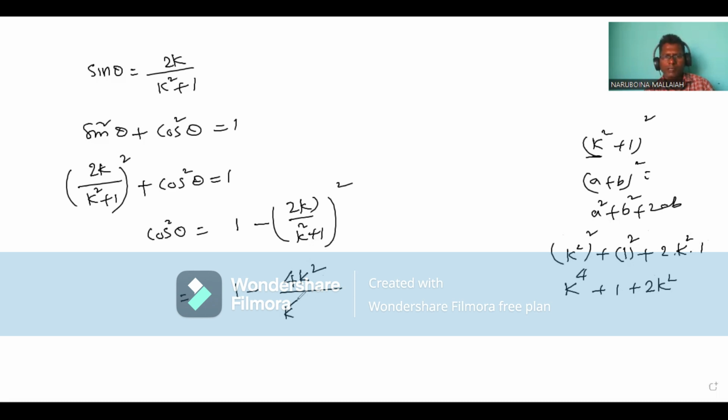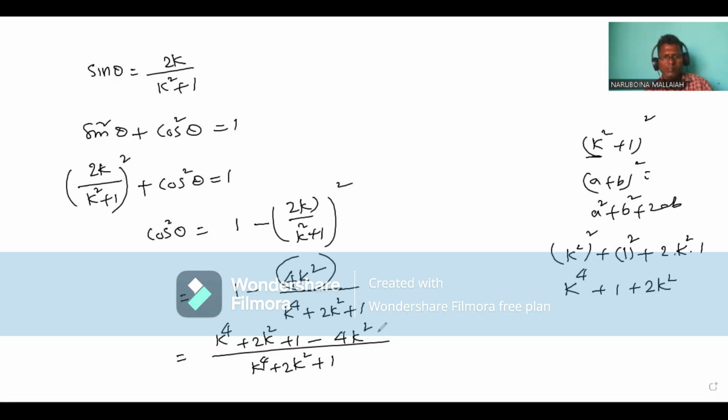So I am writing here k power 4 plus 2k square plus 1, which will become the LCM. Now multiply the other expression with 1. So k power 4 plus 2k square plus 1 minus 4k square. Let us simplify.